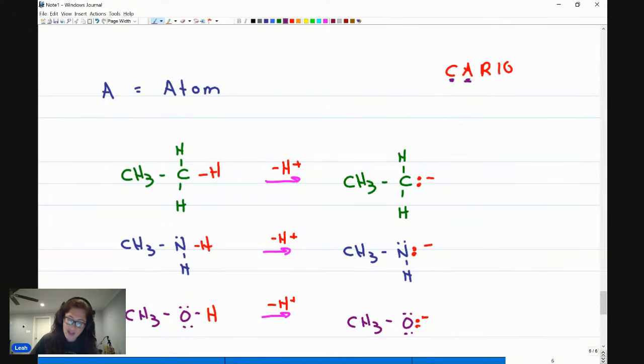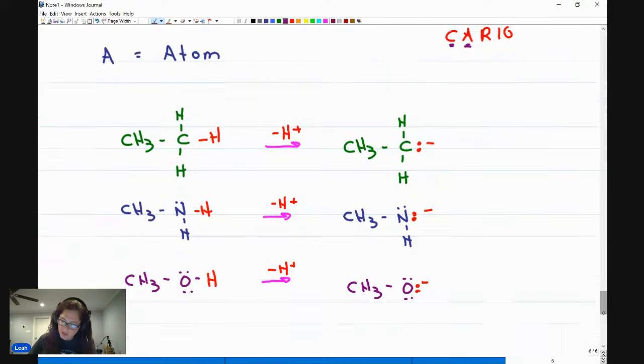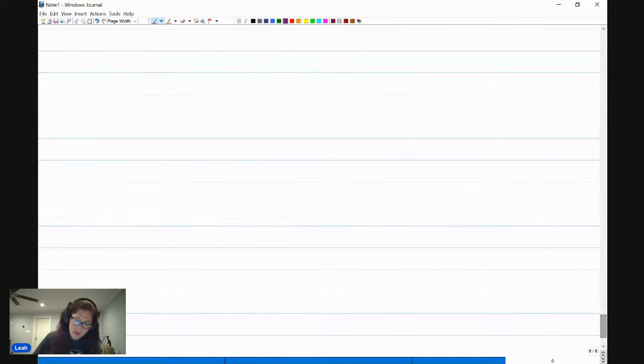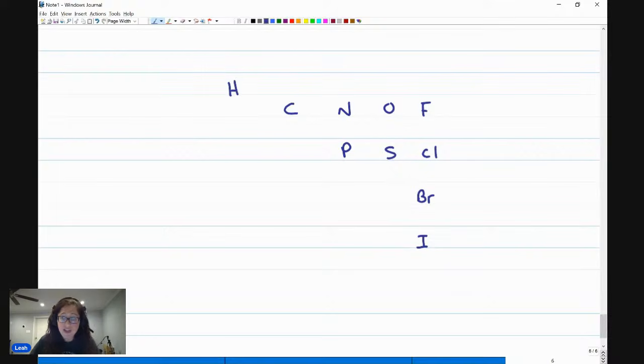The next piece is A. And what you have to consider here is the electronegativity. So on the periodic table, even though you are given one on your exam, I'm going to ask you to memorize the following. H, C, N, O, F. Let me know in the comments if you've already memorized these. Under, we have phosphorus, sulfur, going down with the halogens, chlorine, bromine, and iodine. Just these 10, that's all you want to remember.